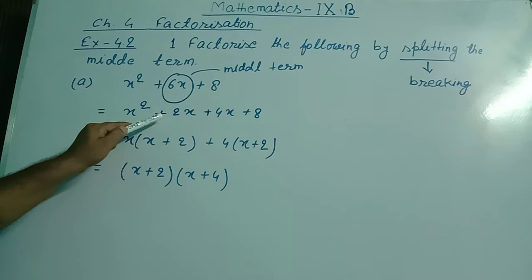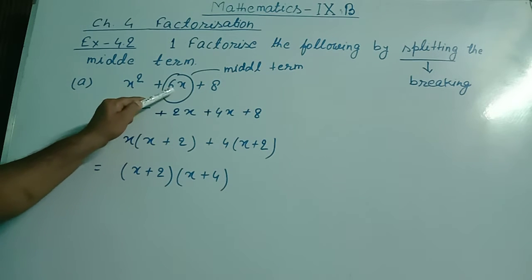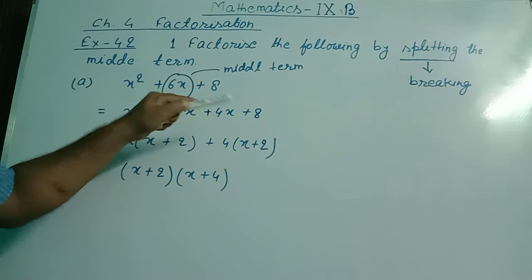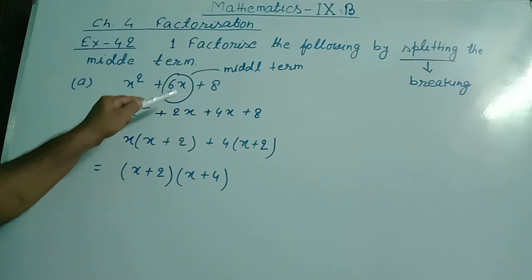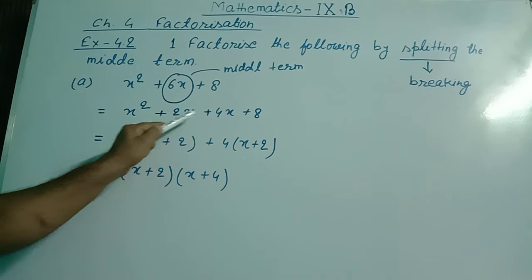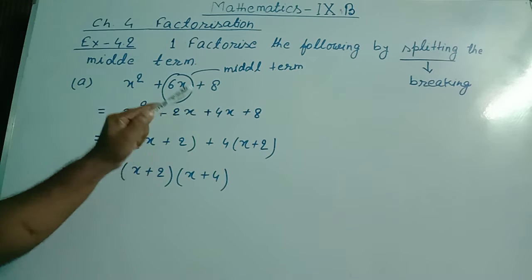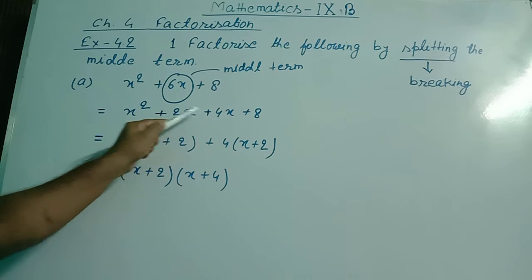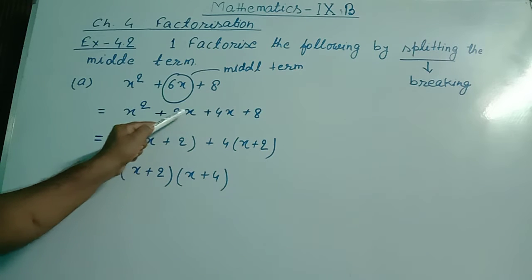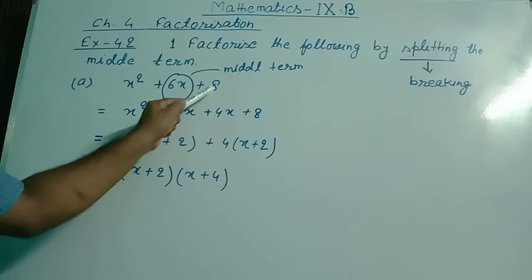Means the middle term will be split in this way so that their addition or subtraction will be equal to the middle term. But the multiplication of the coefficients of the variable, here the variable is x, should be equal to the constant term. So the coefficients of x are here 2 and 4, and the multiplication of these is 8.